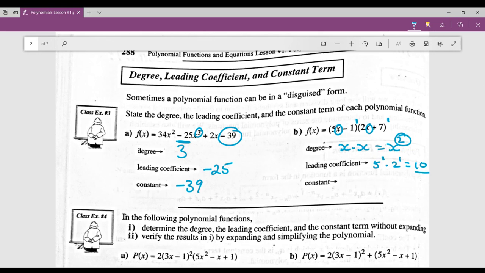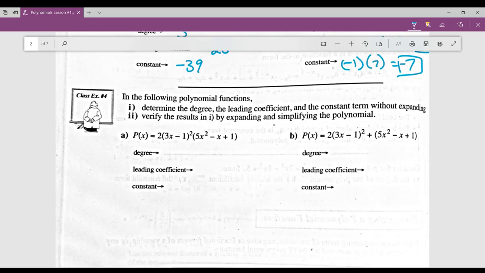Constant term, again, same thing. You take these numbers here, negative 1 times negative 7, or times 7, is negative 7. That's your constant term. And if you multiply that out, you would get that.